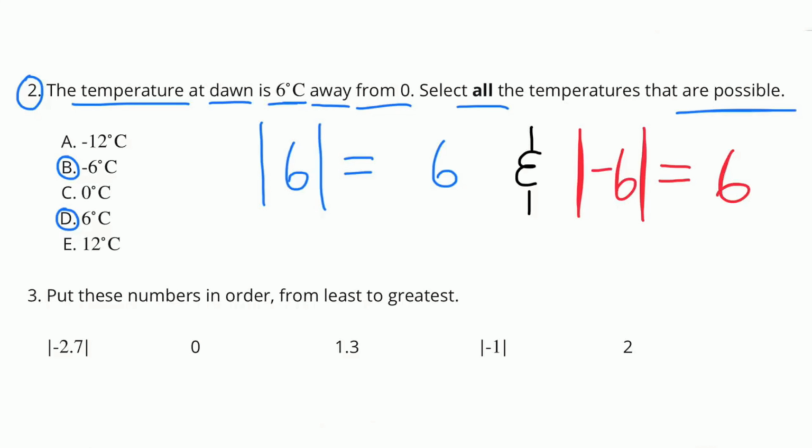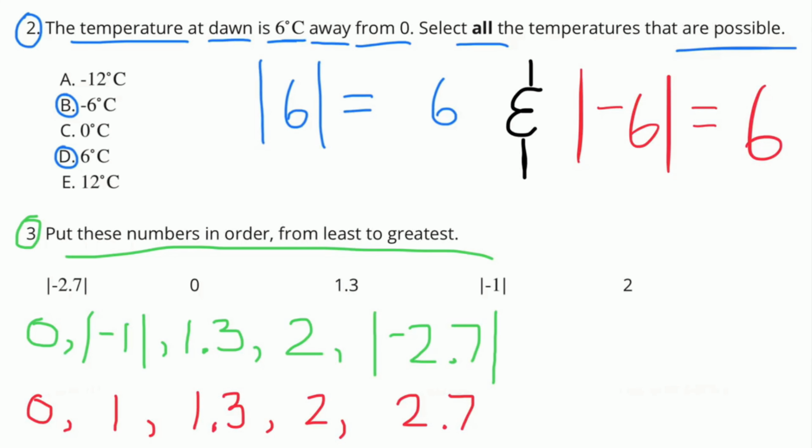C, 0 degrees. Nope. 0 degrees is not 6 degrees away from 0, so that's not possible. D. 6 degrees Celsius. That is possible because 6 degrees is 6 degrees away from 0. And E. 12 degrees Celsius. Nope, 12 degrees Celsius is 12 degrees away from 0, so that wouldn't be possible. The absolute value of 6 is 6 units away from 0, and the absolute value of -6 is 6 units away from 0. So B and D are possible.